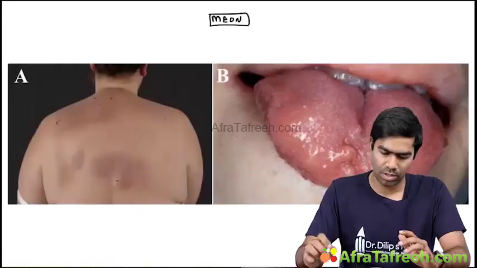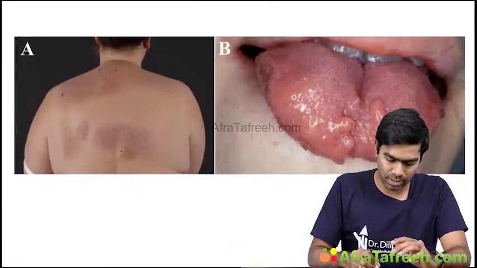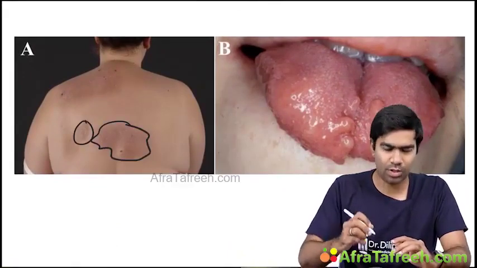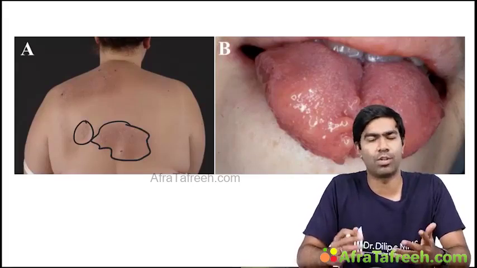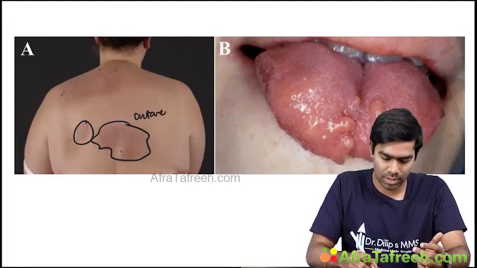But before moving into the MEONs, let us see some of the images that are important for these MEN syndromes. You can see these pinkish to reddish, plaque-like lesions. These are nothing but cutaneous lichen amyloidosis.